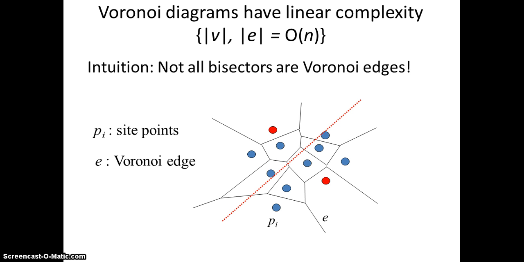There is another intuition: not all bisectors are Voronoi edges. That is, the nearest neighbors can draw only the edges, not the far aparts. As in this particular example, we see that these 2 red points or red sides are not part of this particular edge, because this edge is not a Voronoi edge. Why? Because they are far apart.